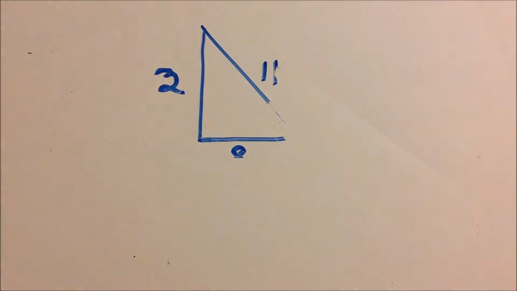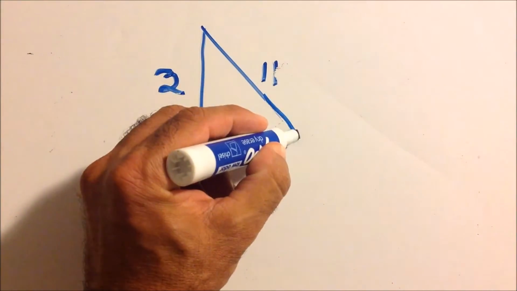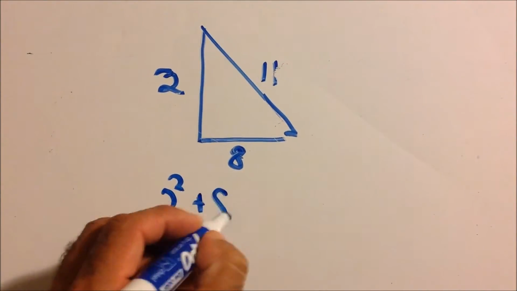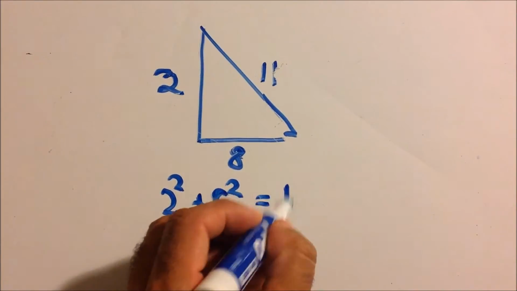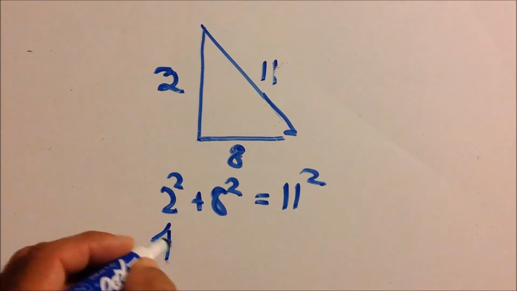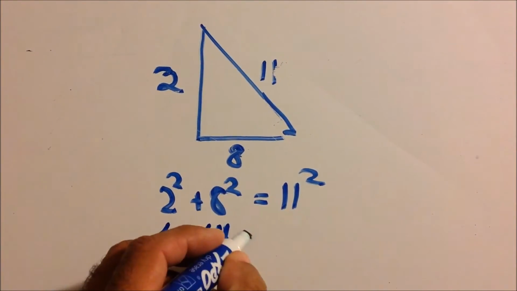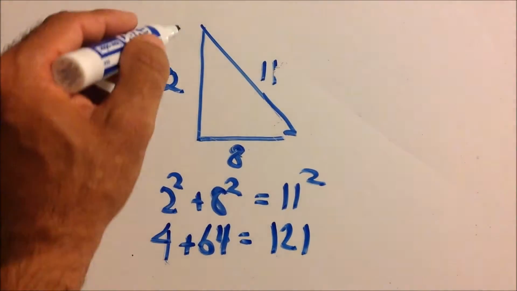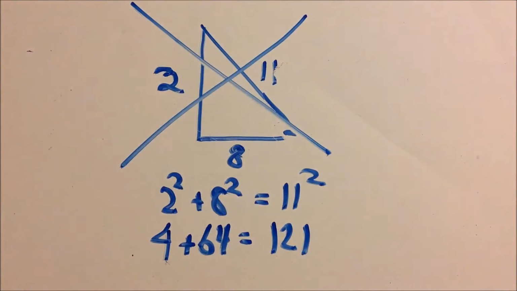If you remember last video, we did the Pythagorean triples. But again, if we did 2 squared plus 8 squared, will this work? a squared plus b squared equals c squared. So we have 4 plus 64. Does that equal 121? No, it does not equal 121. So this is not a right triangle. So remember, we can use the Pythagorean theorem to check if it is or isn't a right triangle.